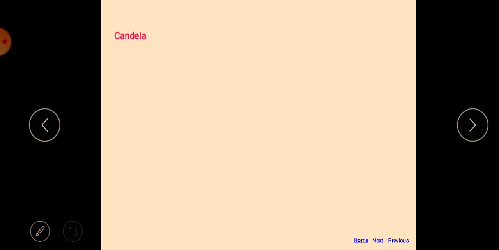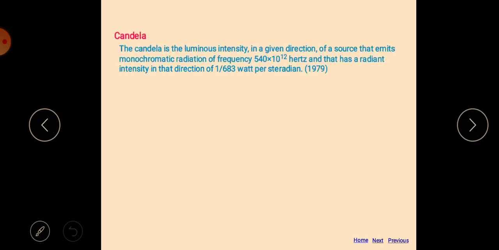Then candela, this is intensity of light. The candela is the luminous intensity in a given direction of a source that emits monochromatic radiation of frequency 540 into 10 raised to power 12 Hz, and that has a radiant intensity in the direction of 1 upon 683 watt per steradian. This is about the measurement of light. Generally, the measurement of light is studied in photometry.